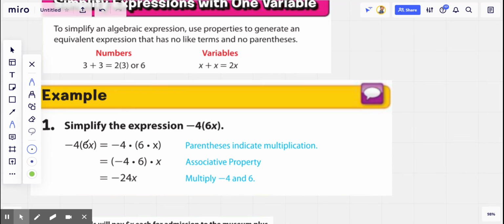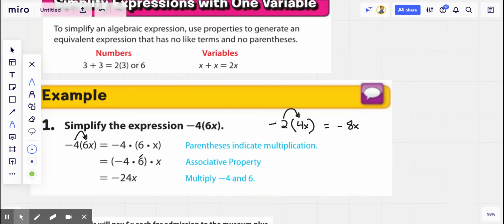Really all they did here was take negative 4 times 6. Well, negative 4 times a positive 6 is negative 24, and then we just keep the x. Another one would be negative 2 times 4x. Take the outside number and multiply it by what's inside. Negative 2 times positive 4 is negative 8, and then x.